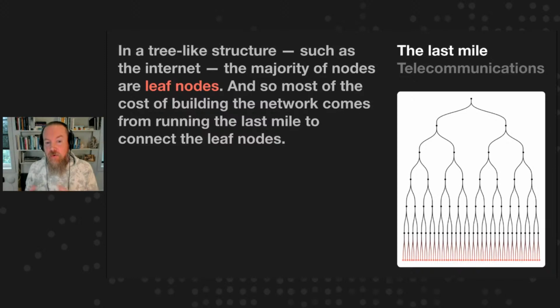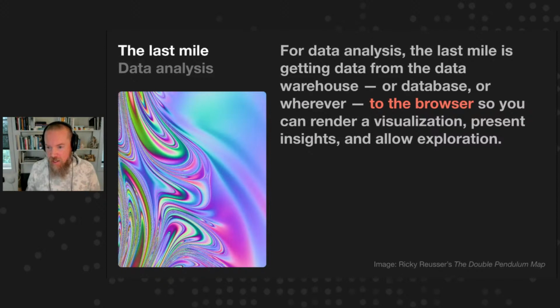The last mile problem is the observation that the majority of cost of building a network comes from running this last mile. And this is really just a mathematical property of networks, because in a tree-like structure, the majority of nodes are leaf nodes. It's not a perfect analogy in data, but for us working with data, the last mile is getting data to the screen where it can be seen by human eyes. Typically, this means the browser issuing a query that runs on your data warehouse.